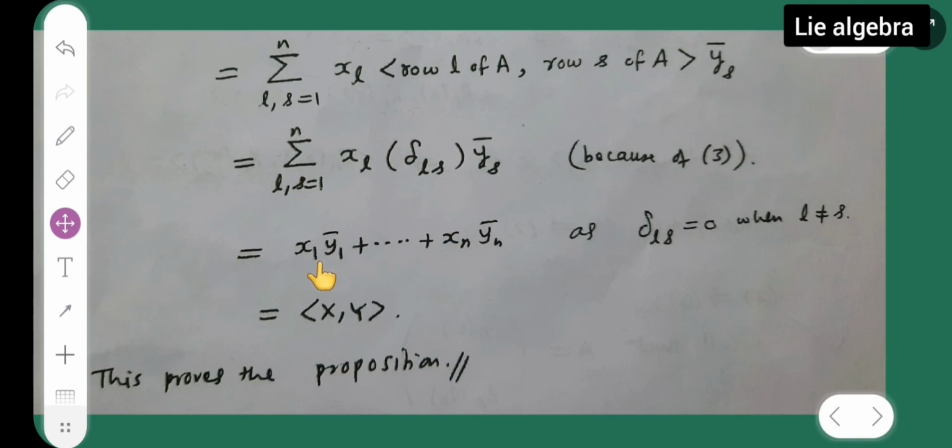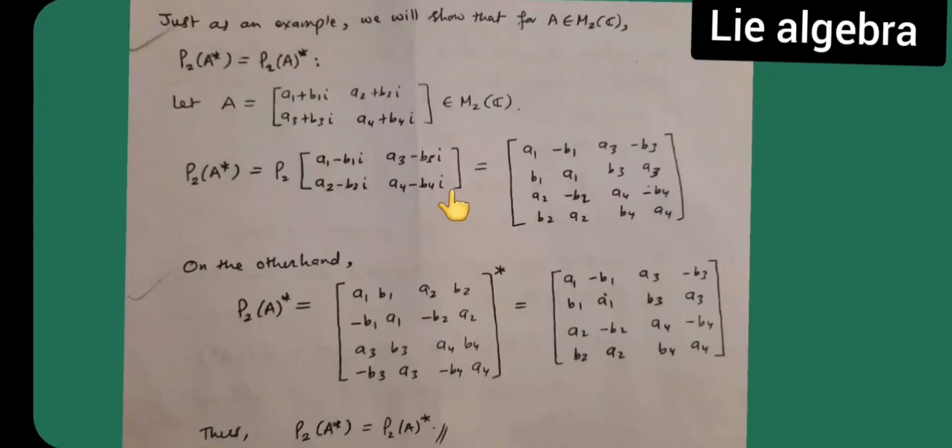So now this is equal to what? This I will write as x1 y1 bar plus up to xn yn bar, as delta ls is equal to 0 when L is not equal to s. So therefore this is equal to the inner product of x comma y. So therefore we proved this proposition also, and next is the example.